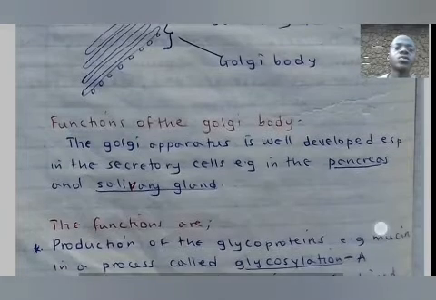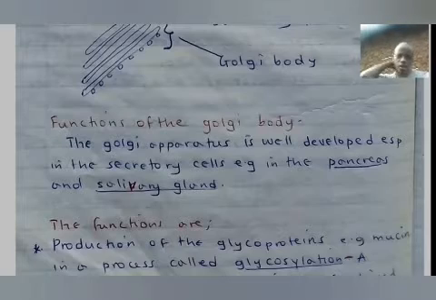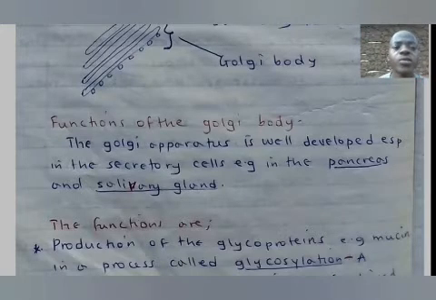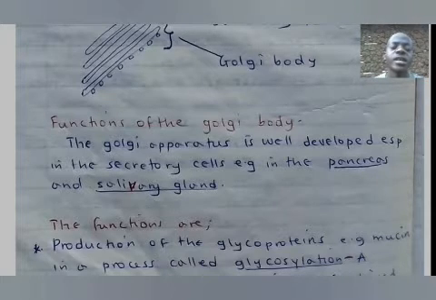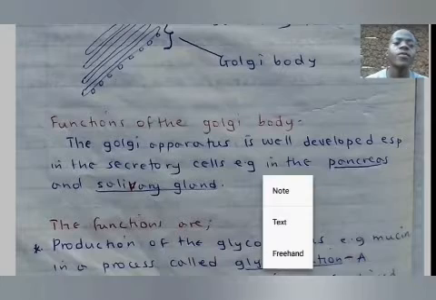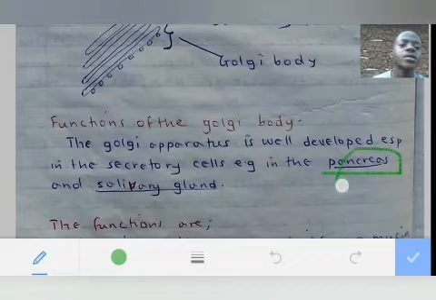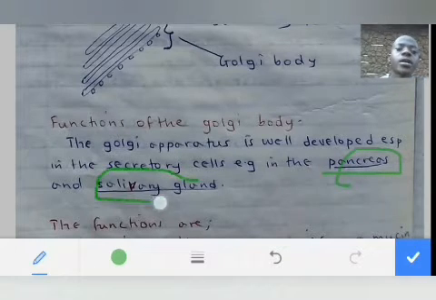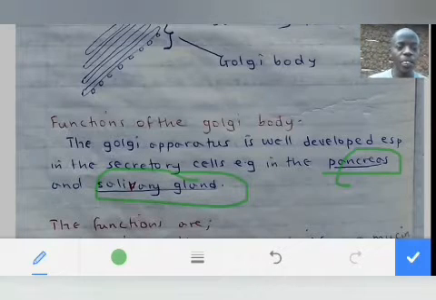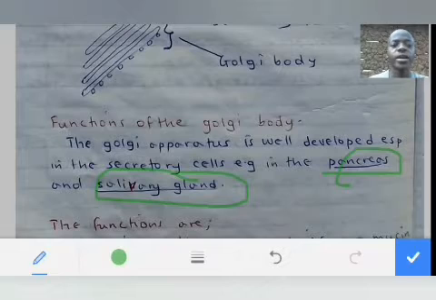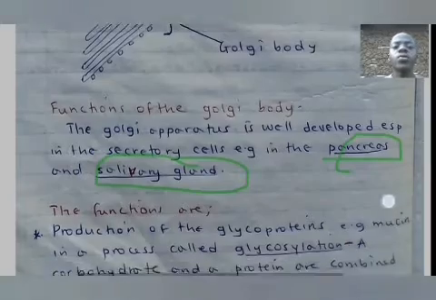We also have the functions of the Golgi body. What does the Golgi body do? What is its main function? We also need to understand that. The Golgi apparatus is well developed, especially in the secretory cells, e.g. in the pancreas and the salivary gland. It is commonly found in the pancreas and the salivary gland because those secrete different secretions. That's why they contain much Golgi body.